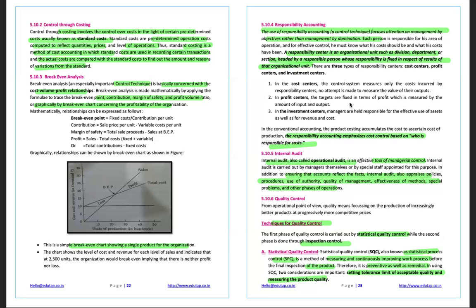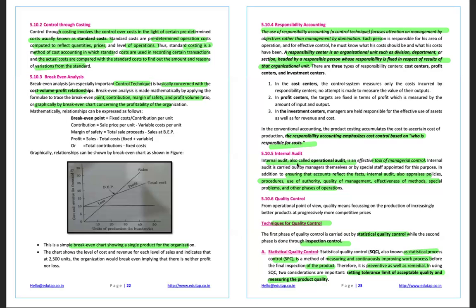In profit center, the targets are fixed in terms of profit, which is measured by the amount of input and output. In the investment center, managers are held responsible for the effective use of assets as well as for revenue and cost. ठीक है, तो तीन तरीके के हैं. फिर है the responsibility accounting emphasizes cost control based on who is responsible for costs.